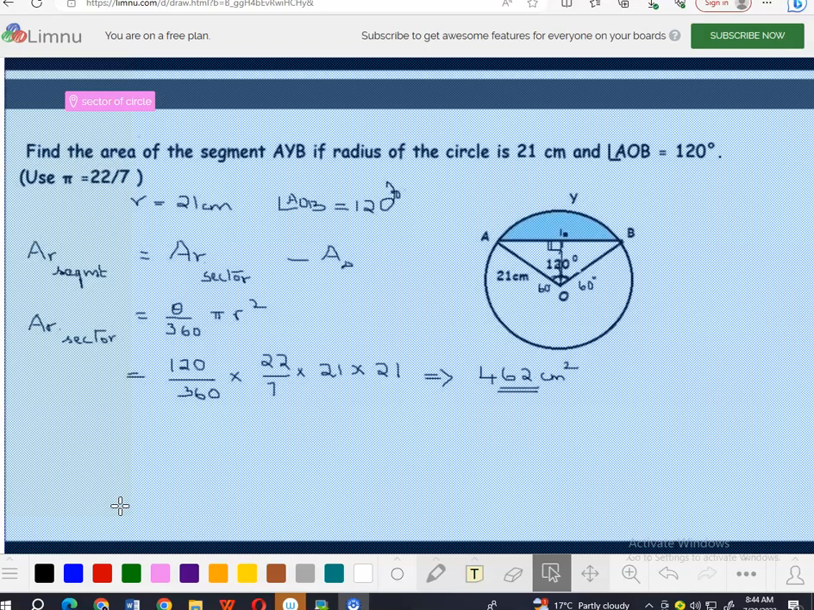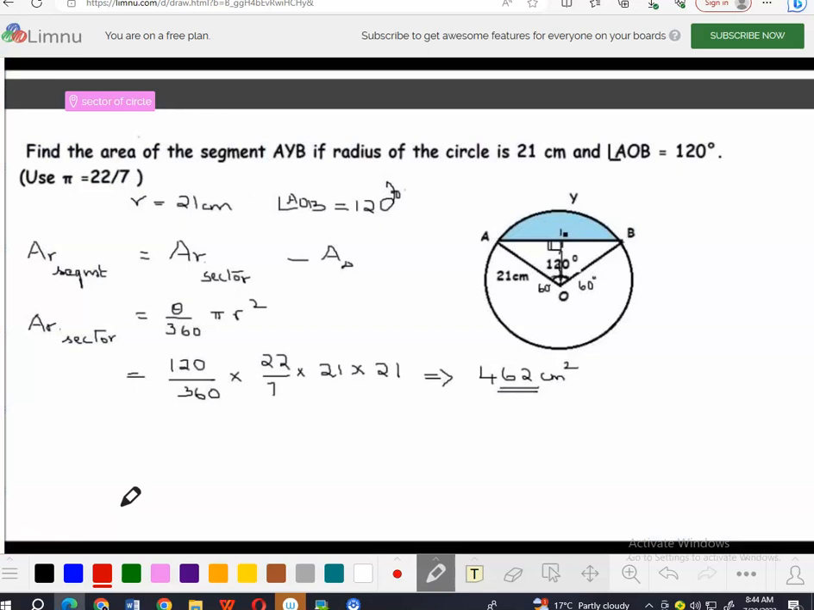So in today's class, I would like us to move forward to what we call the segment of a given circle. What is a segment? A segment is nothing but a part of the circle, and this part of the circle is cut off by a chord. When you cut this part off, you can see this side that is shaded. We cut this part off from the circle.